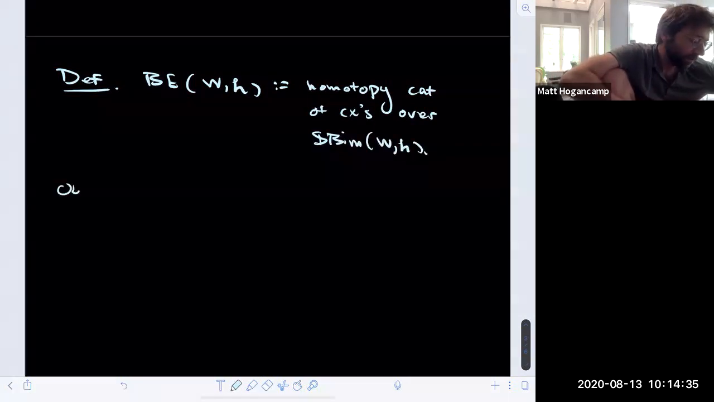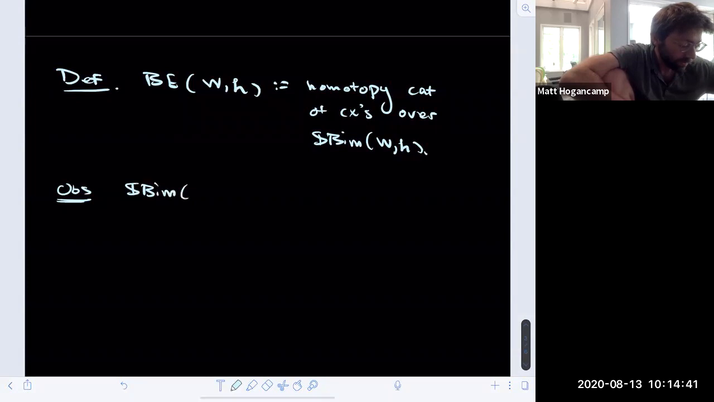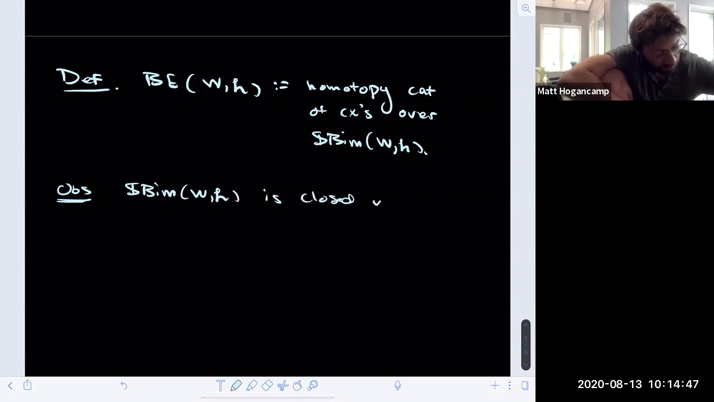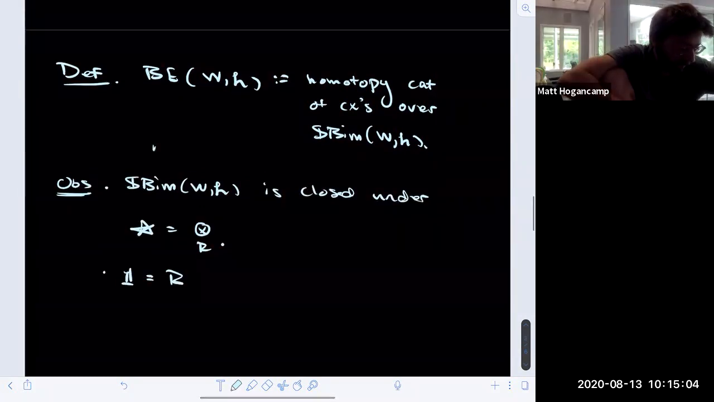Okay, just to make some quick observations, SBIM is monoidal. So it's closed under the tensor product, which I'll just denote by a star. It's closed under the tensor product over R. And there's an identity bimodule. So the monoidal identity is just the trivial bimodule. So this is a monoidal category.